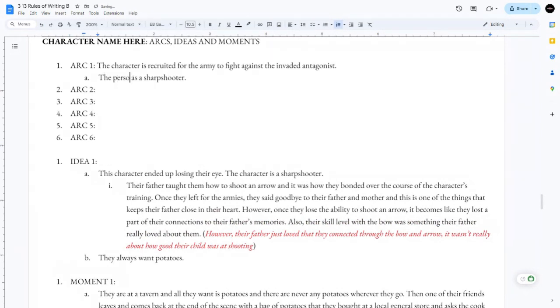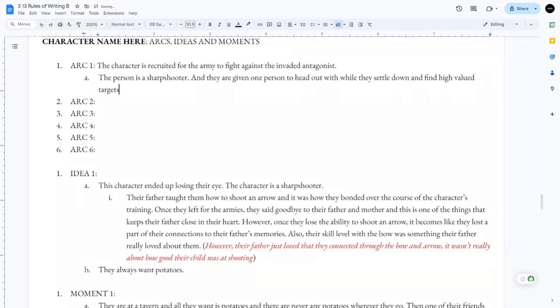The person is a sharpshooter, and they are given one person to head out with while they settle down and find high-value targets. Or is it one word? High-valued? I guess it's high-value targets. Sorry about that. Anyway, so here we go. The character is recruited for the army to fight against the invading antagonist. The person is a sharpshooter, and they are given one person to head out with while they settle down and find high-value targets.